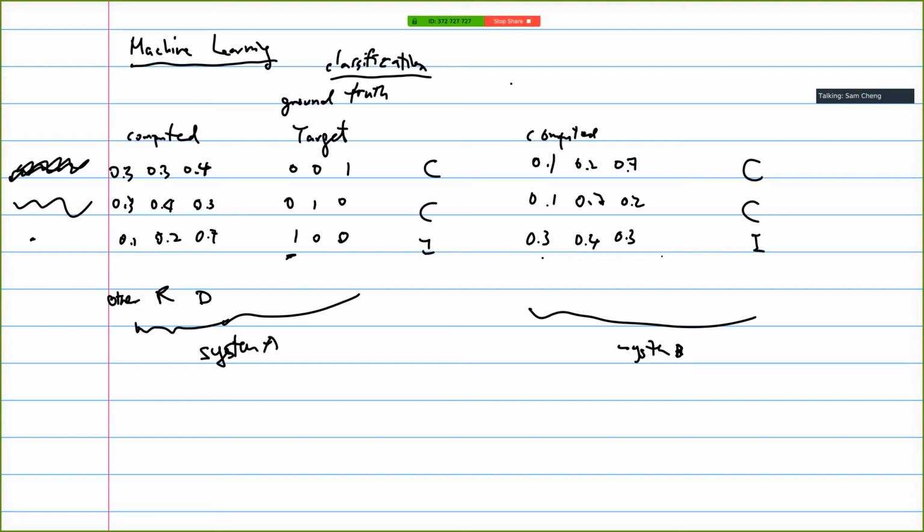Now I want to evaluate the performance of each of these systems. We just want to determine which system is better. I guess it's very apparent in this situation which one is better?